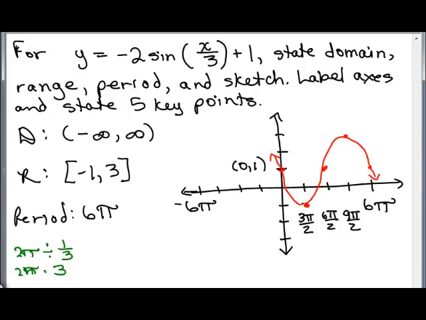But in any case, I'm going to list my ordered pairs down here because there isn't a lot of room on that graph. So I have 0, 1, right? I have 3 pi over 2, negative 1. I've got 6 pi over 2, 1. Now, 6 pi over 2 could just be written as 3 pi, right? And then we have 9 pi over 2 up at 3.